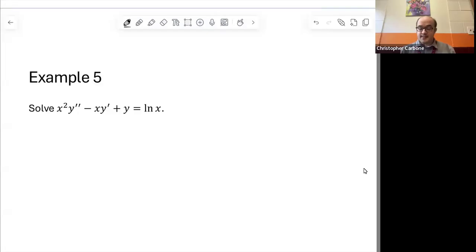Hello class. In this example, I want to solve x squared times y double prime minus xy prime plus y is equal to the natural log of x. So in doing so for this, we need a substitution involving this. So let me start writing that up here.